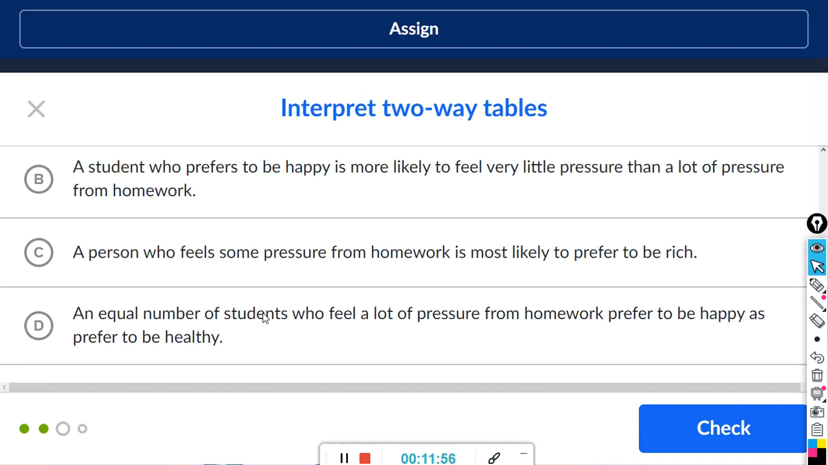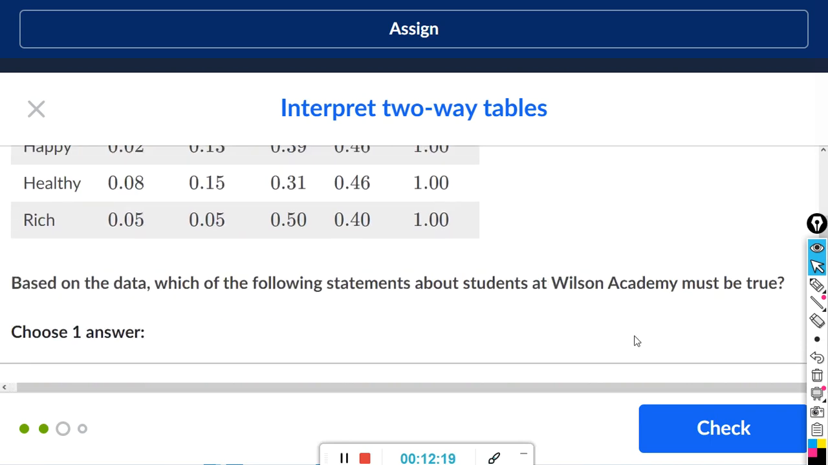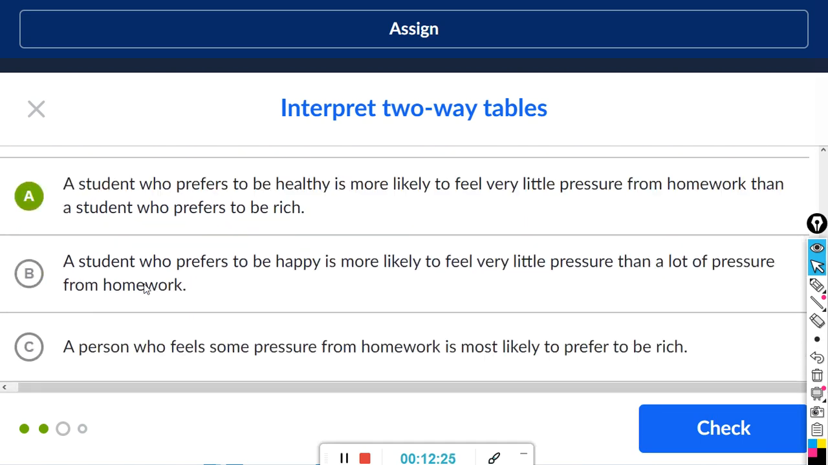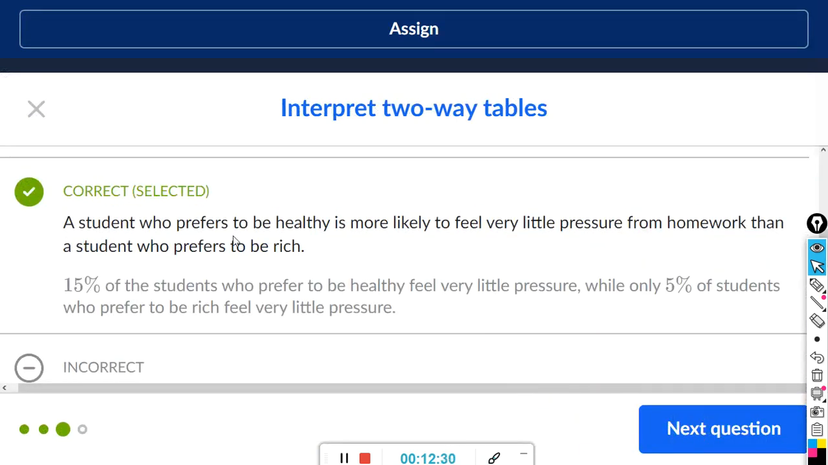Answer D, an equal number of students who feel a lot of pressure from homework prefer to be happy as prefer to be healthy. Well, we don't know how many students prefer to be happy, and we don't know how many prefer to be healthy. This is just 100% here. We don't know 100% of what. This could be 100% of just 10. This could be 100% of 90. So we don't know. So the only one is A. For all of these, you're choosing one answer, but I went through the other ones just in case. You don't have to do it that way. If you're sure of your answer, you can just choose it.